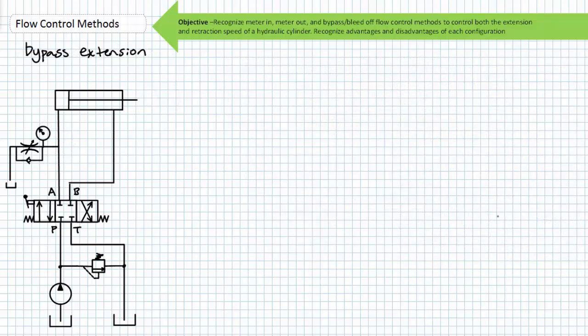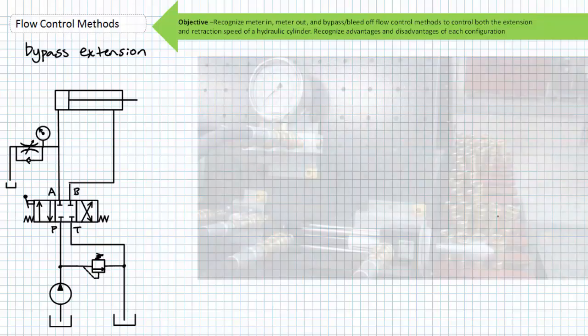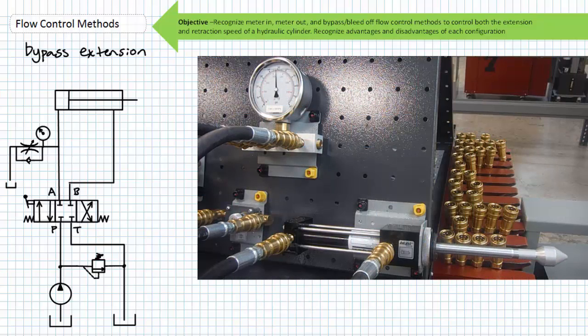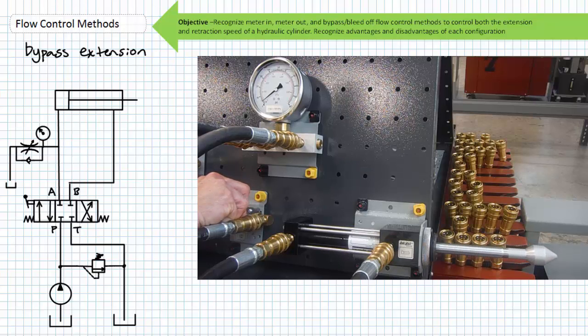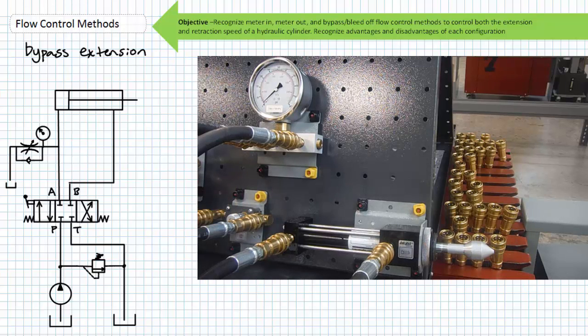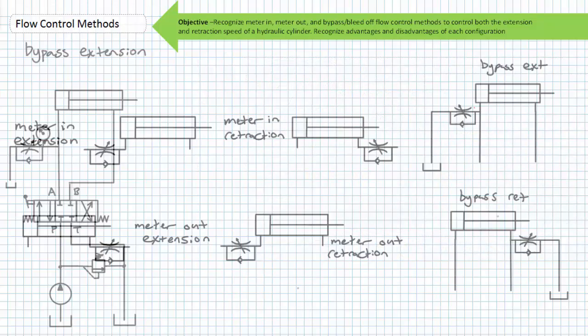In a bypass extension configuration, I'm purposely diverting a portion of the flow supplied to our cap end away from the actuator. With the flow control valve completely closed and no flow being diverted, the cylinder extends as if there is no flow control valve in the system. However, when I progressively open the flow control valve more and more, less flow is available to extend our actuator and it moves slower and slower. Retraction speed in this configuration is unaffected. One could also create a bypass retraction configuration where a portion of the flow input to our rod end is being purposely diverted. That's it.